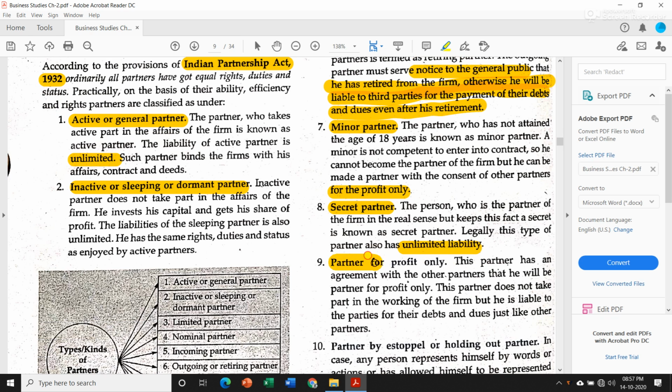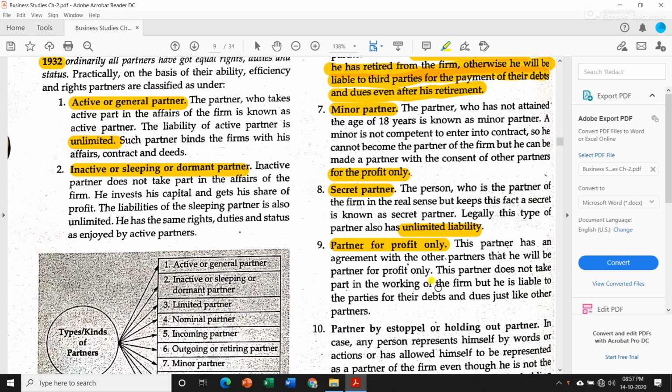Then partner for profit only, as the name already suggests, this kind of partner is in the agreement and in the business for profit only. They do not take part in the working of the firm, but he is liable to the parties and debts just like other partners. That means they have unlimited liability.